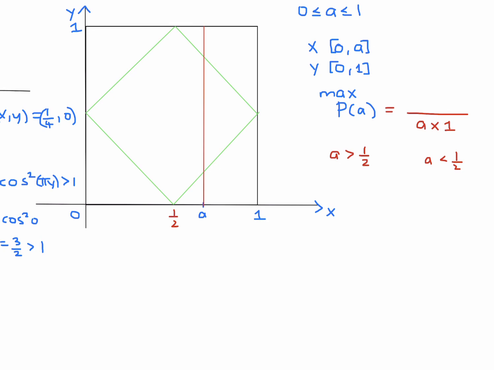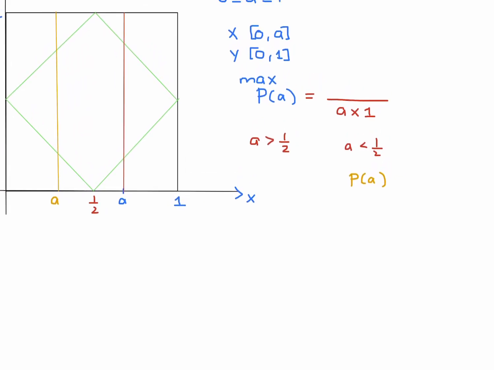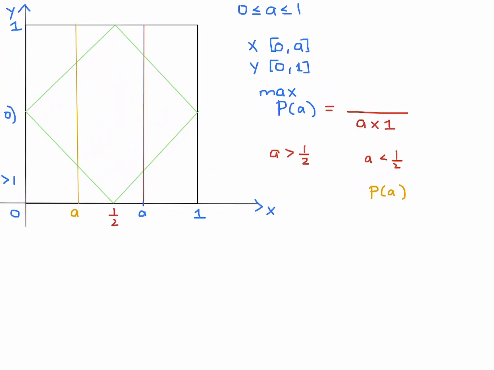Let's do A less than a half first. So if A is less than a half, it's something like this, right? Where this is my value of A. Okay, so let's figure that out. P of A, therefore, would be as follows. It would be the area of the total, which I have already illustrated was A times 1. That's just a rectangle. And then the area this time of that triangle.